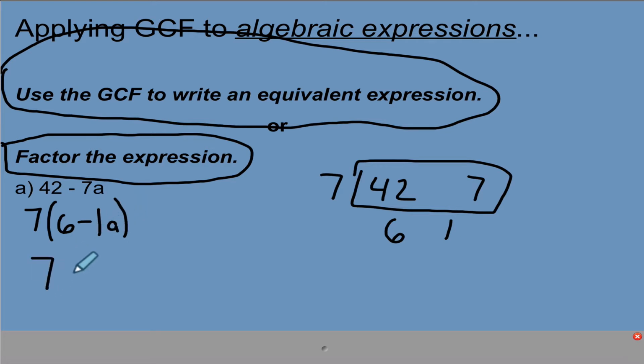Some people like to write it as 7 times (6 minus a). Both are correct. The second thing I wrote is probably a little more common to see. We don't always see the coefficient 1 in front of a variable, but both are acceptable and both work. Let's look at just one more. If you can do two of these, you can do all of them. You just got to practice.